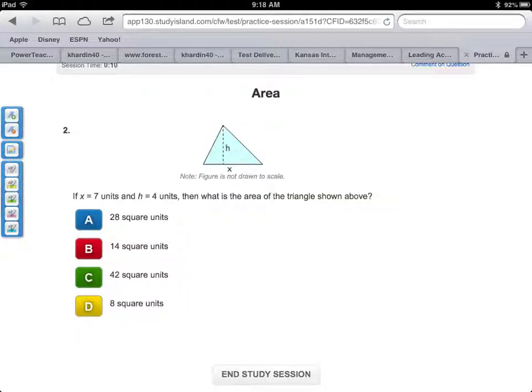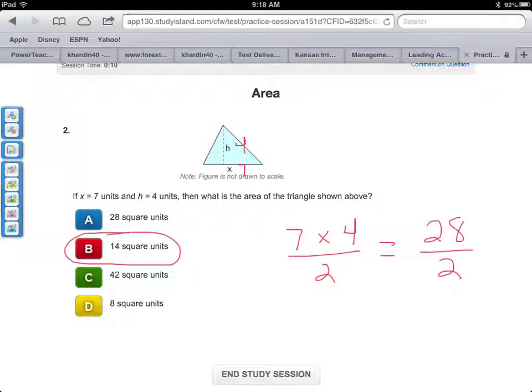This question is asking you to find the area of the triangle. And it tells us that X is 7 and that H is 4. And we know that to find the area of a triangle, we're going to take the base times the height and then divide it by 2. 7 times 4 is 28, divided by 2 is 14, so the answer here would be 14 square units.